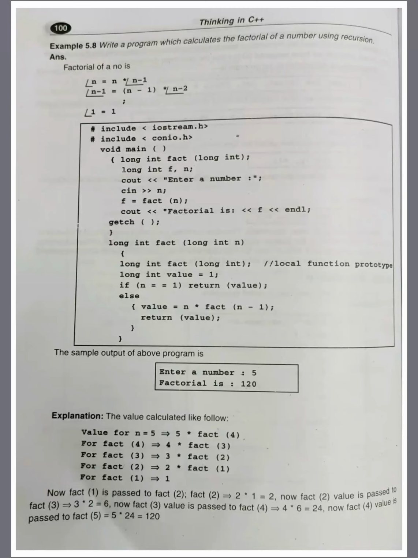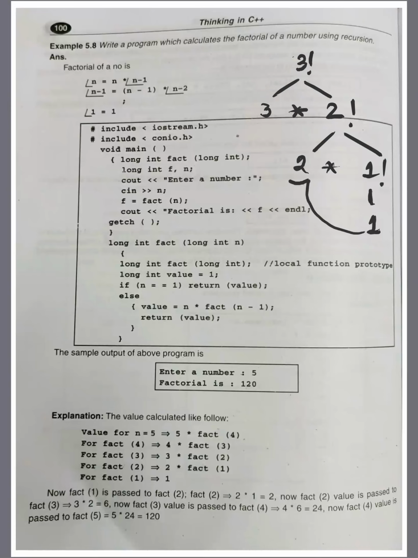Now we will take an example. Suppose we take a small case, factorial of 3. You can write the factorial of 3 as 3 into factorial of 2, and the factorial of 2 as 2 into factorial of 1, and the factorial of 1 is 1. And when you go like this, 1 into 2 into 3, that is equal to 6. So that means factorial of 3 is equal to 6.